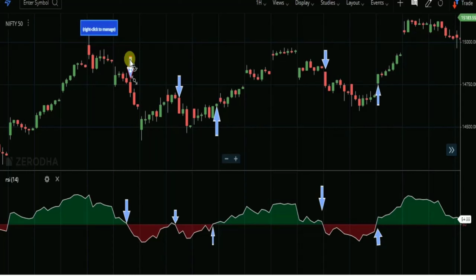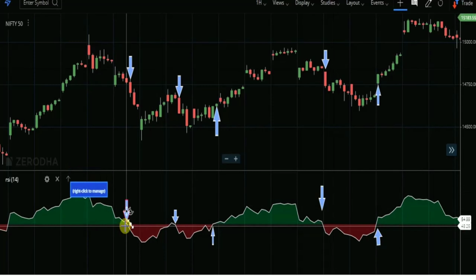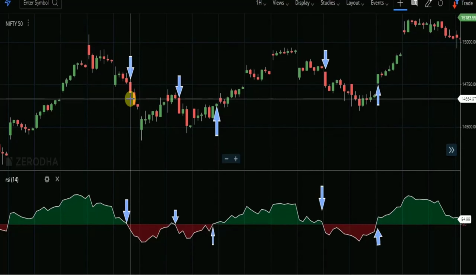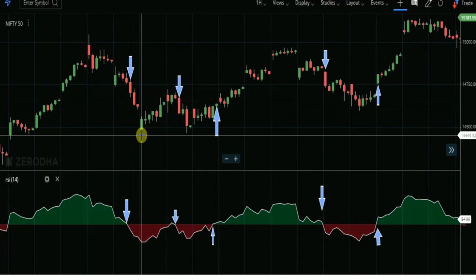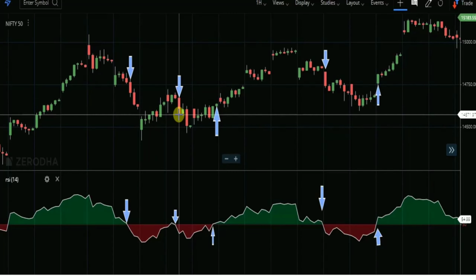RSI went below 50 and price also started going down. So you can see as soon as it went below the 50 zone, it went into the negative momentum zone and price started coming down. And here you can see the price was falling down. RSI of 14 with the 50-50 range came down.